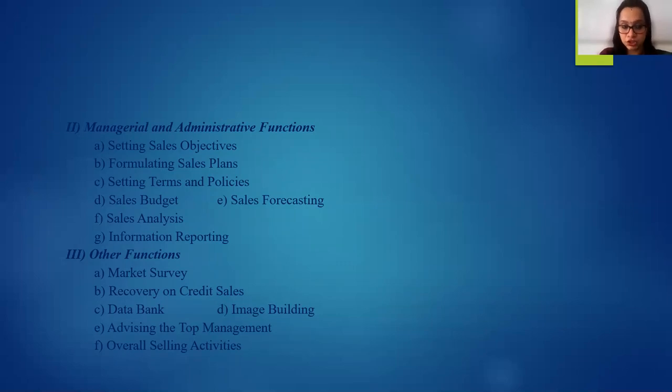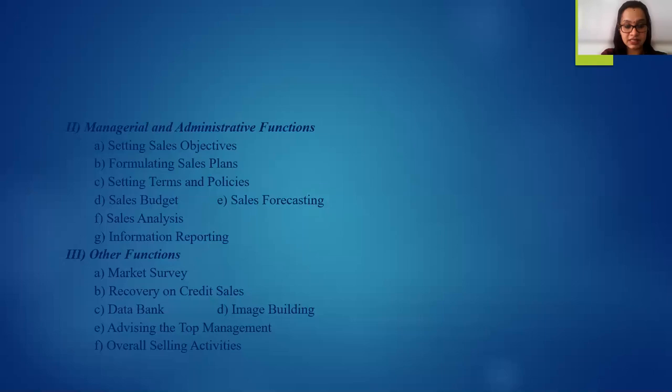The last functions are the major functions on the scale of which companies evaluate the role of sales management in the organization. First one is market survey. Market survey is very important for us to identify who our potential customers are, where our potential market is, what kind of sales I could estimate, and what kind of sales promotion I can plan. Recovery on credit sales.